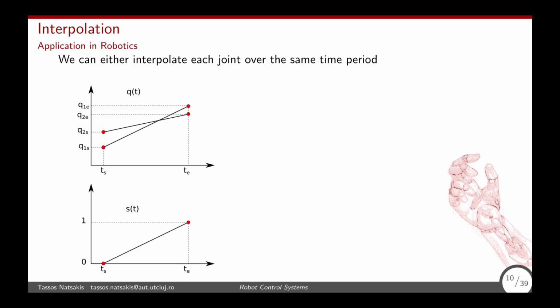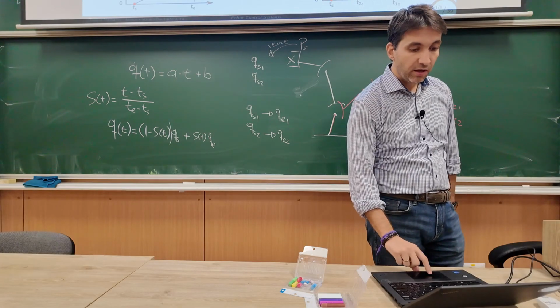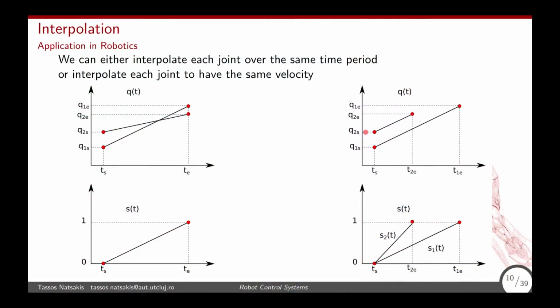Right? Another approach would be to use the same velocity, like say they're the same type of joint, so they can move equally fast, so I put them at the maximum velocity. So then for a shorter distance with the same velocity, I will have a shorter time duration. Right, so here I have the same velocity for the two joints, the slope is the same, but I have a different interpolator because I have different duration. Right, because I have different distance between the two.